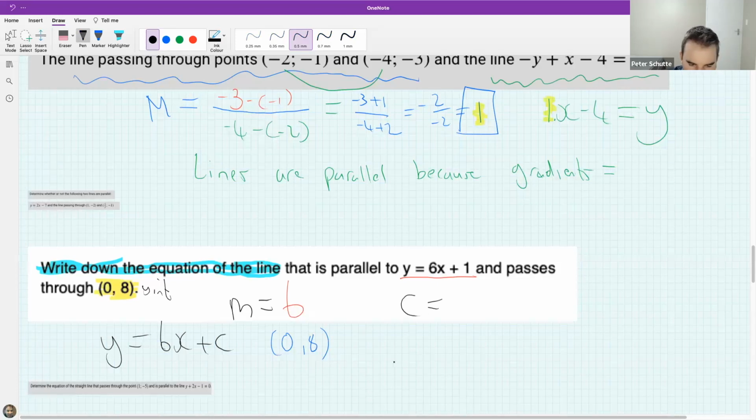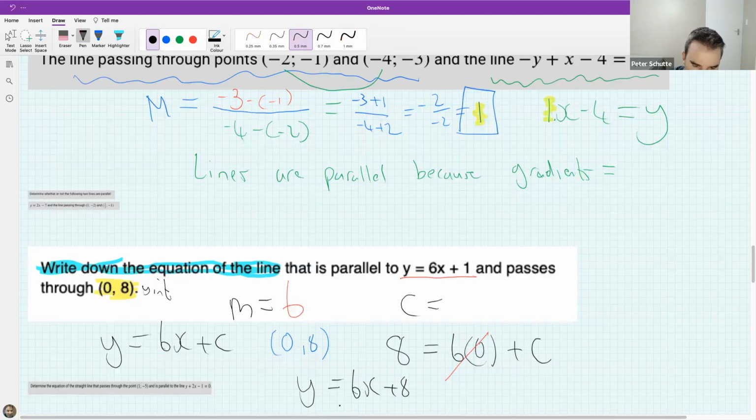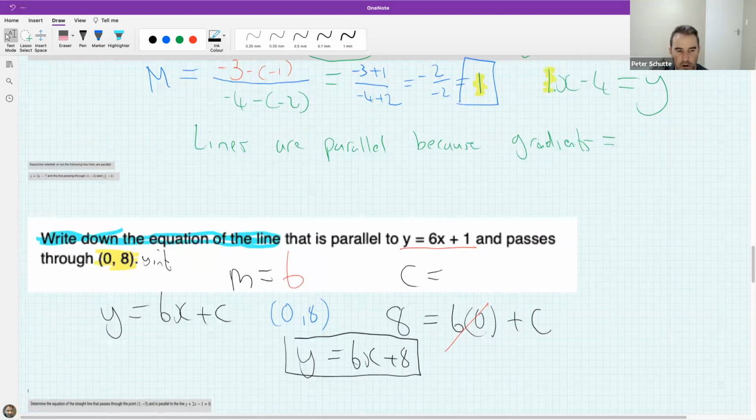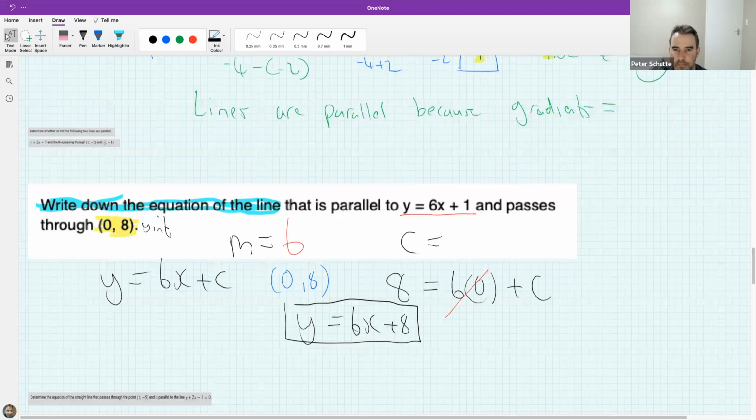And so if I sub that in, I get 8 is equal to 6 times 0 plus c. And anything times 0 is nothing. And so 8 is c. And so we get y is equal to 6x plus 8. So in this way, they can ask you to find the equation of a line, but use the relationship of being parallel.